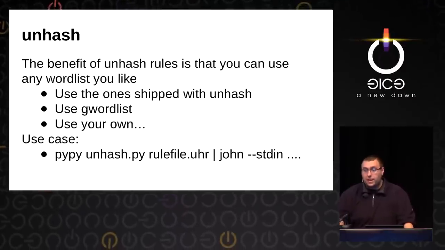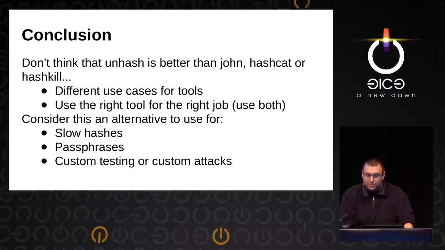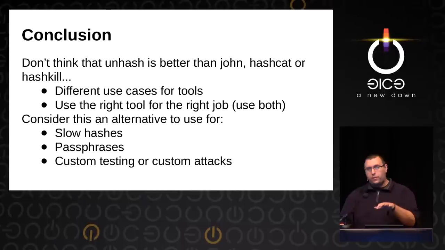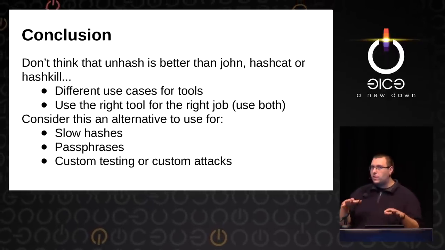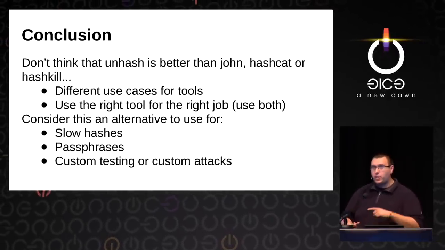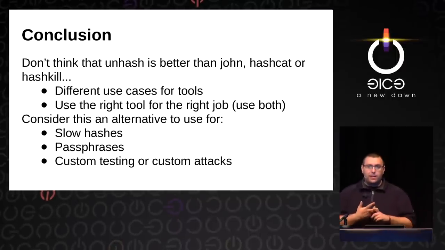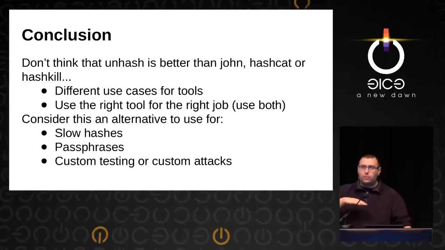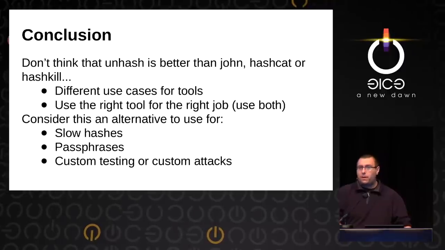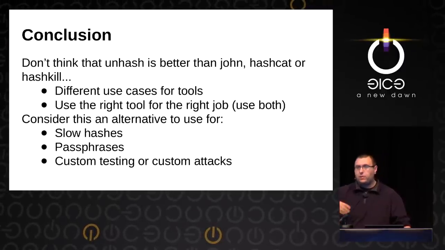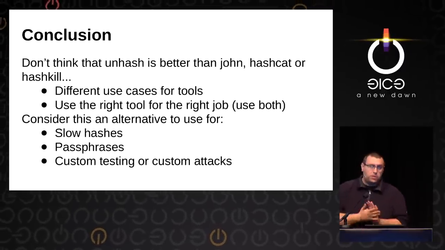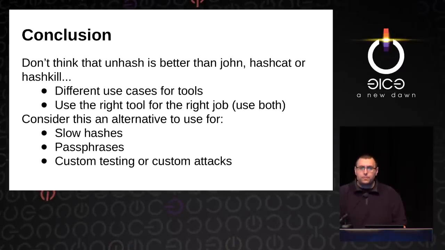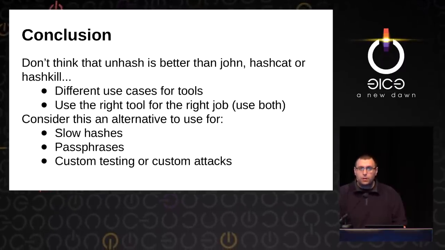As I said before, it's not a replacement for John the Ripper, Hashcat, or anything else. Those are awesome tools for brute forcing. But this is more interesting if you want to do an attack on a passphrase, on a slow hash, if you want to test a specific set of words. For instance, you have a pen test on a medical facility and you want to use medical-specific words, you can just use GWordList to scrape them and then use it with UNHash rules, right? Yes, it would be nice to see a web-based implementation of a wordlist generator.